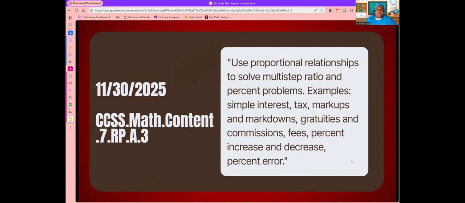We will be using proportional relationships to solve multi-step ratios and percent problems. Examples: simple interest, tax, markups and markdowns, gratuities and commissions, fees, percent increase and decrease, and percent error. In our example for today, we won't go through all of these examples. These are just a few examples of when you would need to use multi-step ratio problems, including percent, but we will touch on a few. So let's look at the problem.